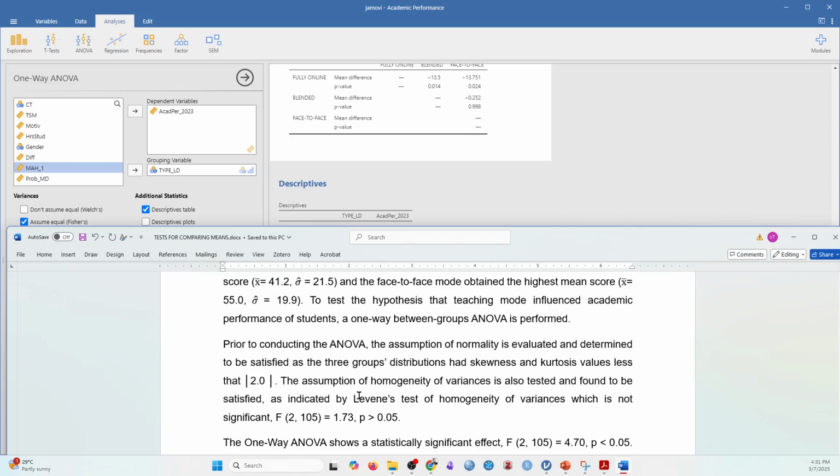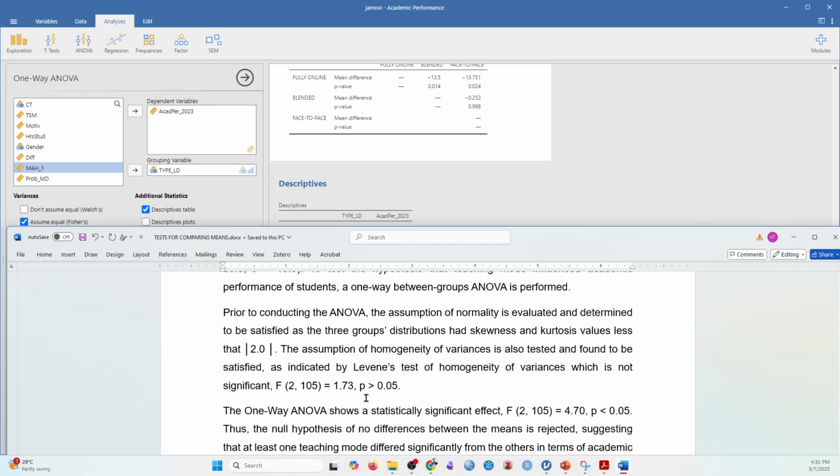Regarding the assumption of equality of variances, also referred to as homogeneity of variances, again, we see that this has been met. We have a p-value greater than 0.05, indicating that variances can be considered to be roughly equal. So we find with regards to both assumptions.